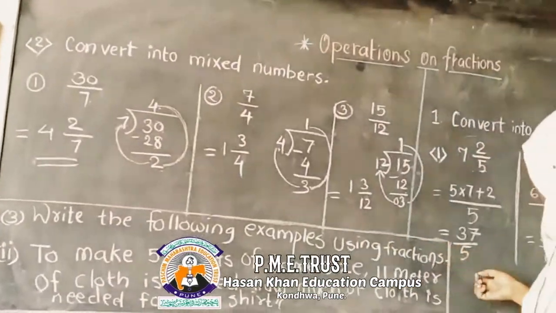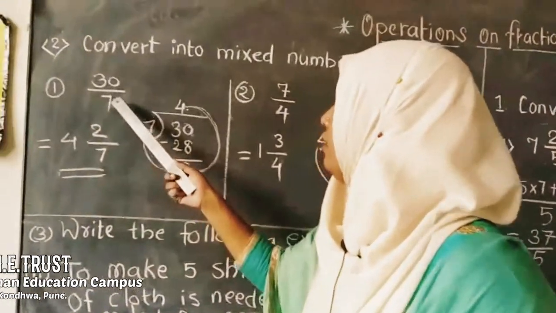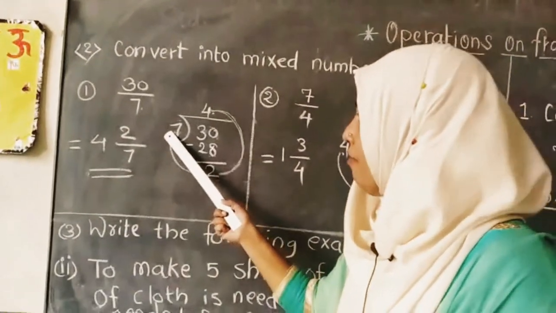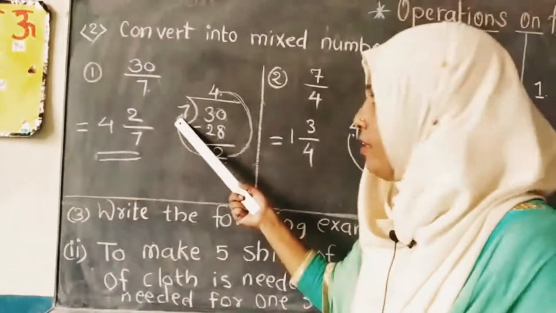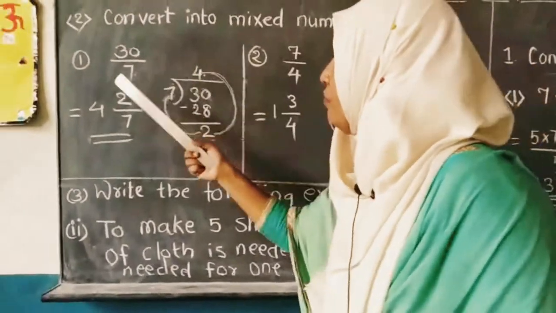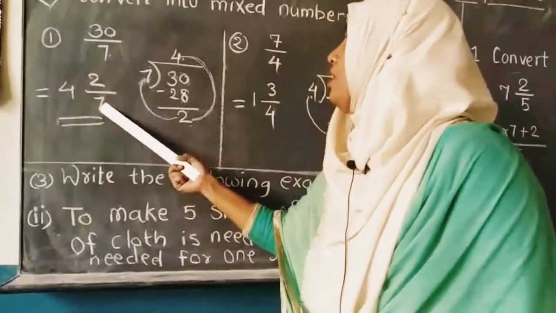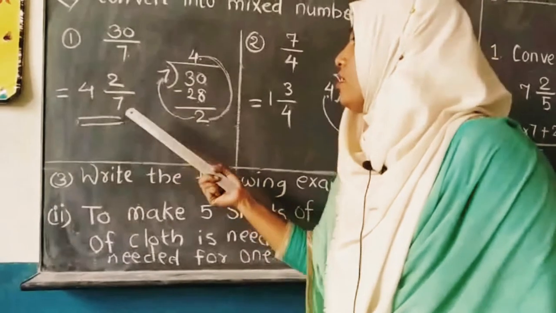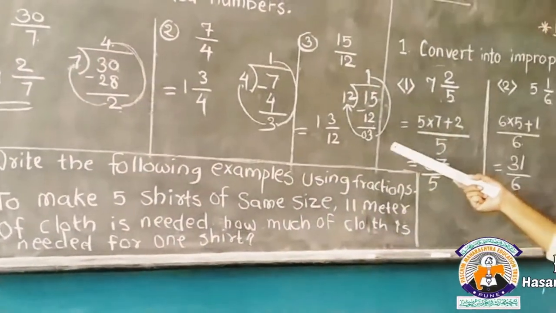Okay, understood? What you have to do in this example, firstly divide the 30 number by 7. What is the remainder and quotient and divisor? Firstly write the quotient 4 and then after remainder 2 and then after divisor is 7. Okay. All this example you have understood.